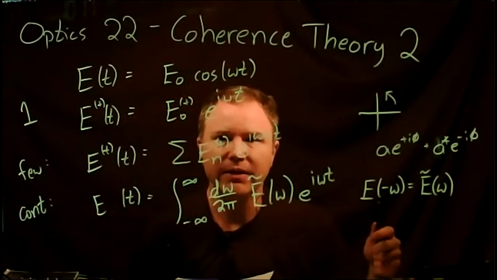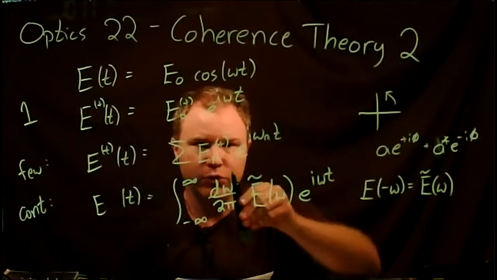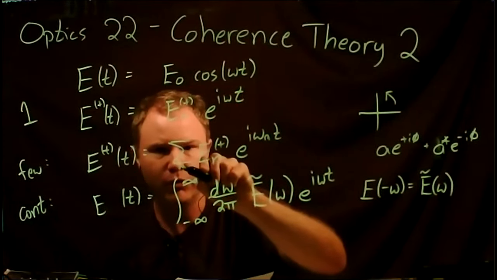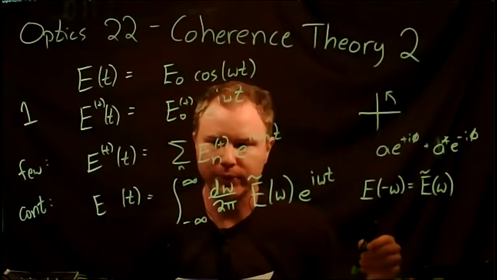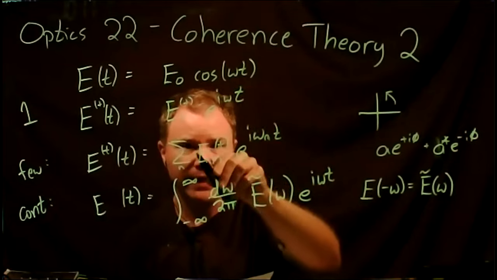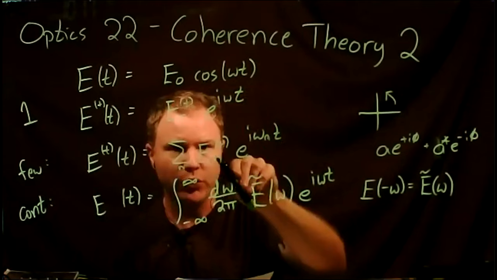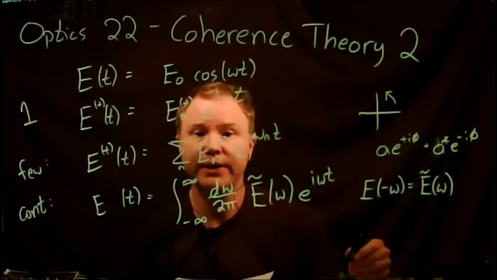The other slight bookkeeping annoyance, which we'll run into a little bit later, is the fact that the units are a little bit different. So when you have a discrete sum over several different discrete frequencies, e to the something is dimensionless. And so this coefficient has the same units as the electric field.